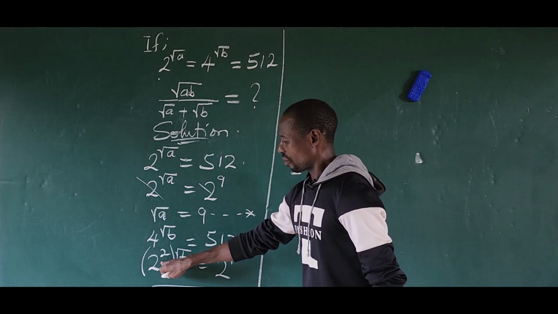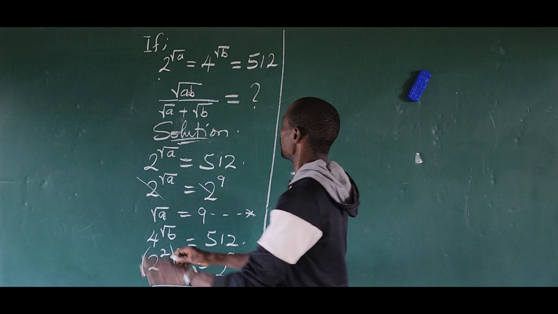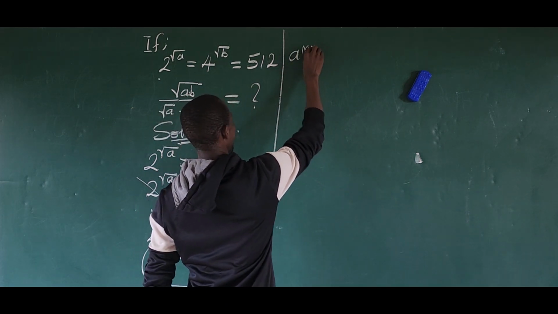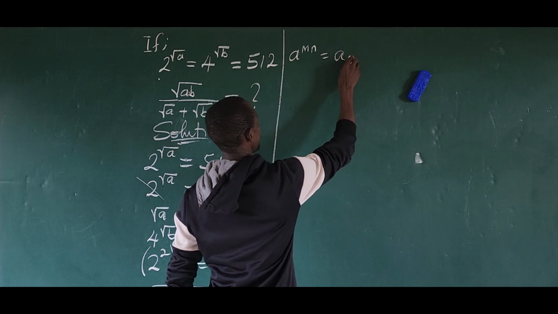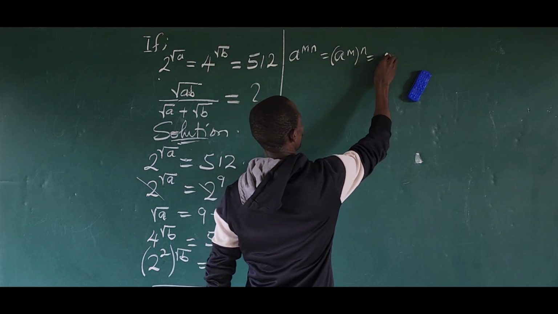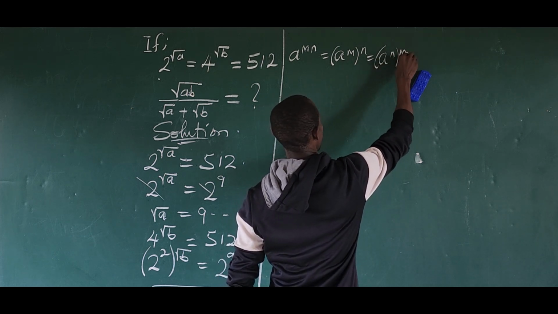We can apply a law here, so that we can achieve the same base here and the same base here. The law says that if you have A to the power of M, all to the power of N, this is equal to A to the power of M times N, which is equal to A to the power of N times M.